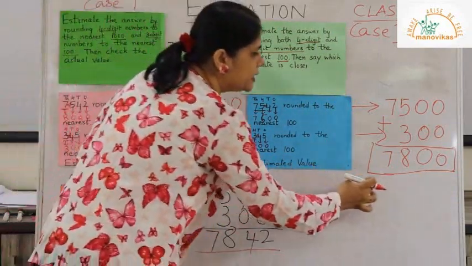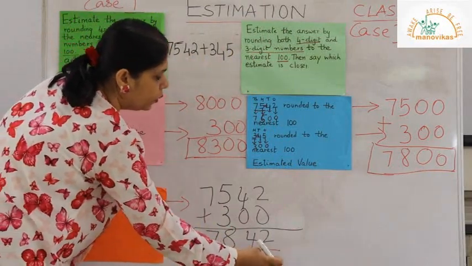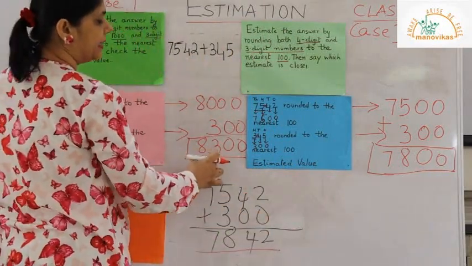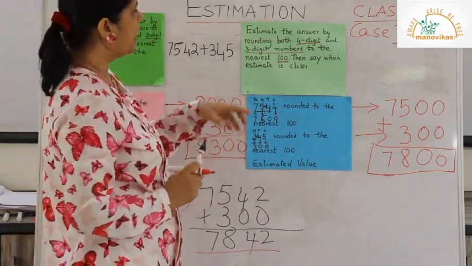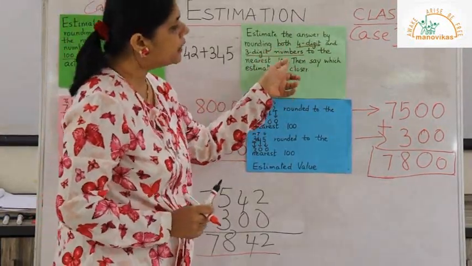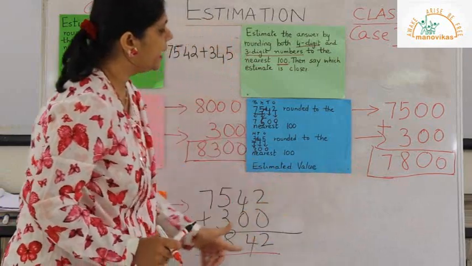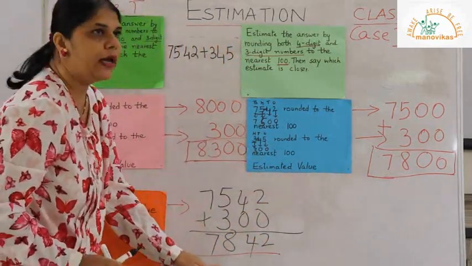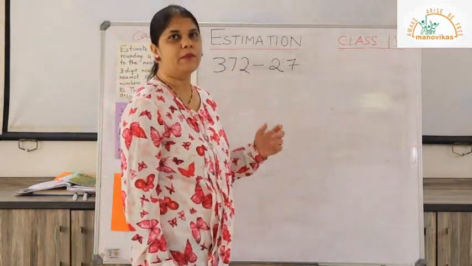Yes, 7800 is more closer to 7842 than 8300. So when the digits are rounded to the nearest 100, the estimated value that we get is more closer to the actual value. Now look at the next example.